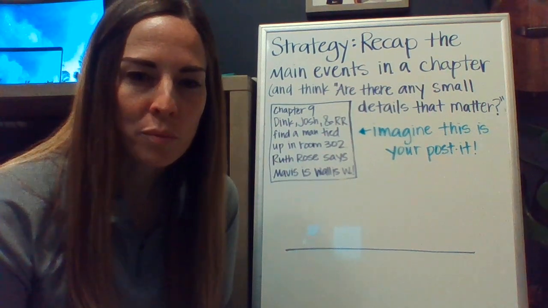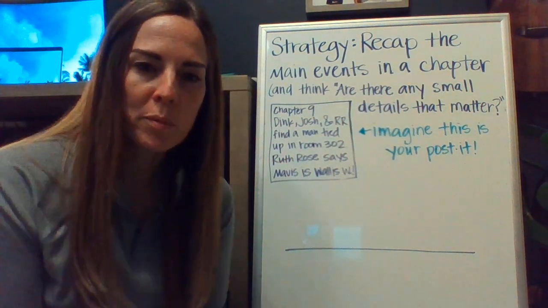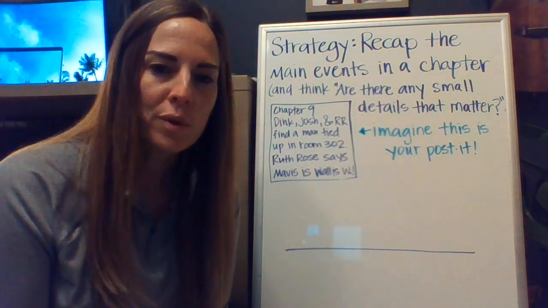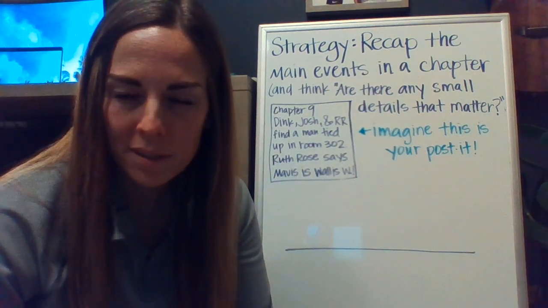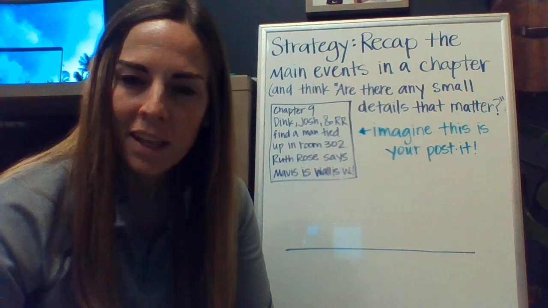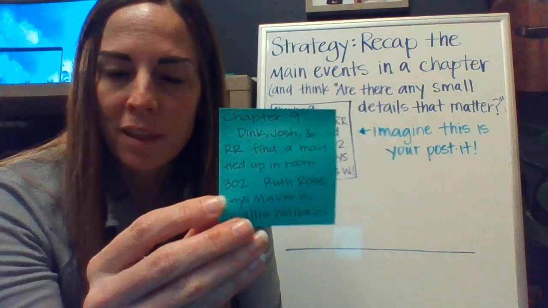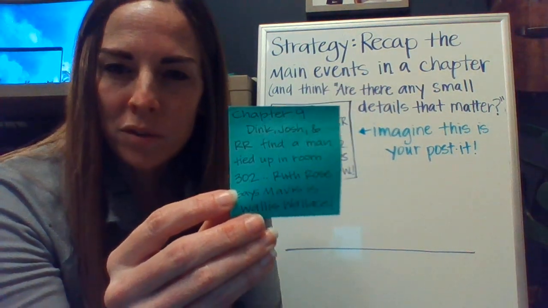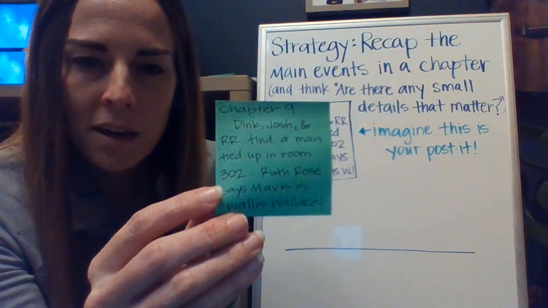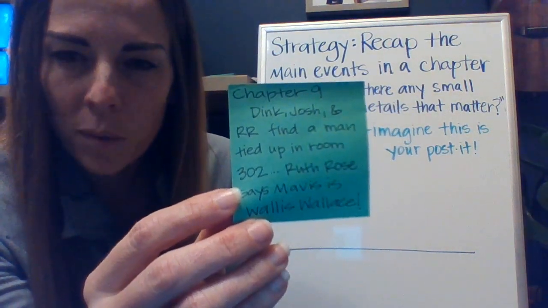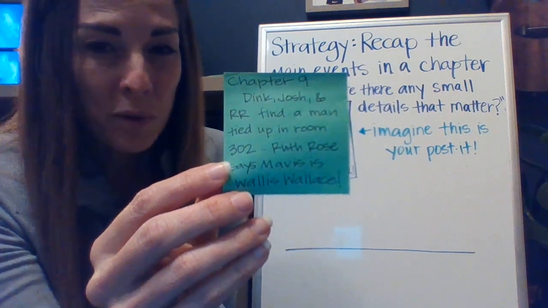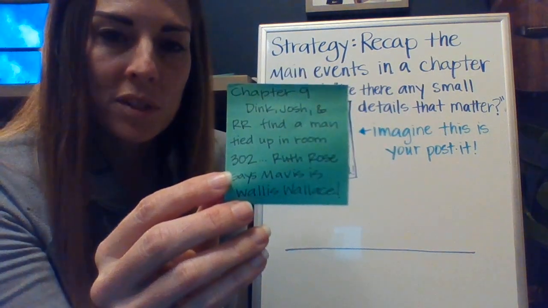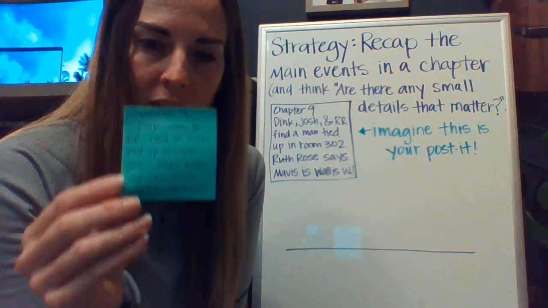Dink, Josh, and Ruth Rose found a man tied up in room 302. Ruth Rose says Mavis is Wallace. So I recapped the chapter with the main event. They found that man tied up. But I also thought that little detail at the very end, when she said, "You're not Wallace," and she looked at Mavis and said, "You are," seems kind of important. So I included both of those things. See, it still fits on a post-it.